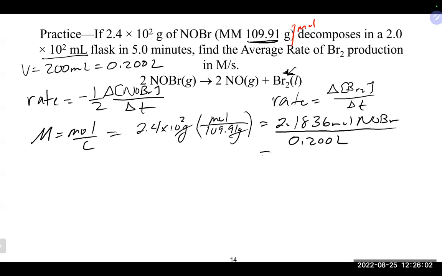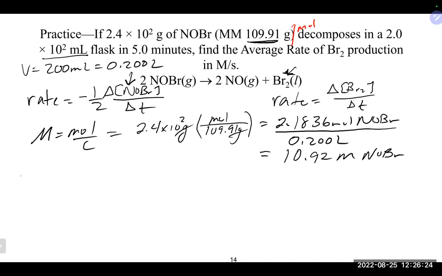And that would get us a molarity here of, call it 10.9, we'll call it 2 molar NOBr. Any question on that calculation there? At this point, that basically is what goes into here.